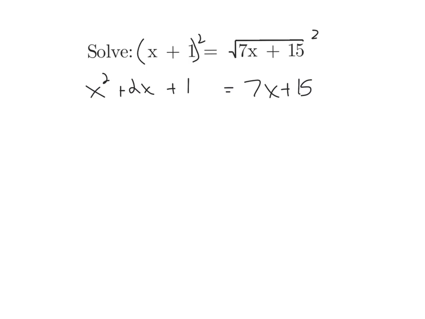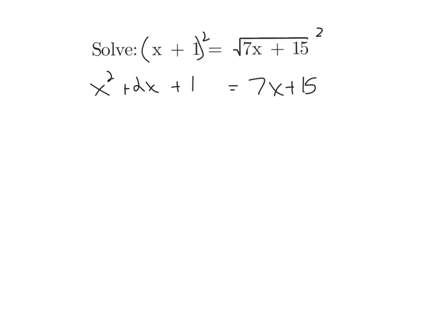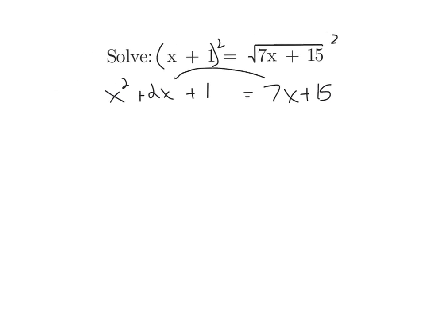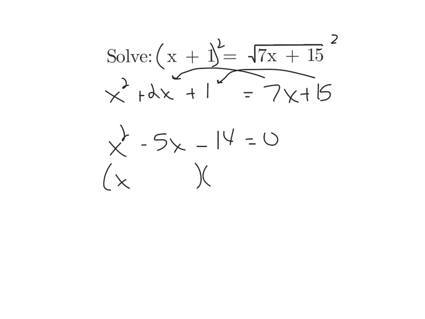Now, to solve that, that's a quadratic. I need one side equals 0, so I'm moving the 7x over here with the 2x. That's negative 5x. And I'm also moving the 15 over to join with the 1. That makes that negative 14. So now I'm going to try to factor. I'm trying to think of what factors of 14 would give me negative 5. And I think I know what they are. It's minus 7 and positive 2. So my 2 solutions would be 7 and negative 2.